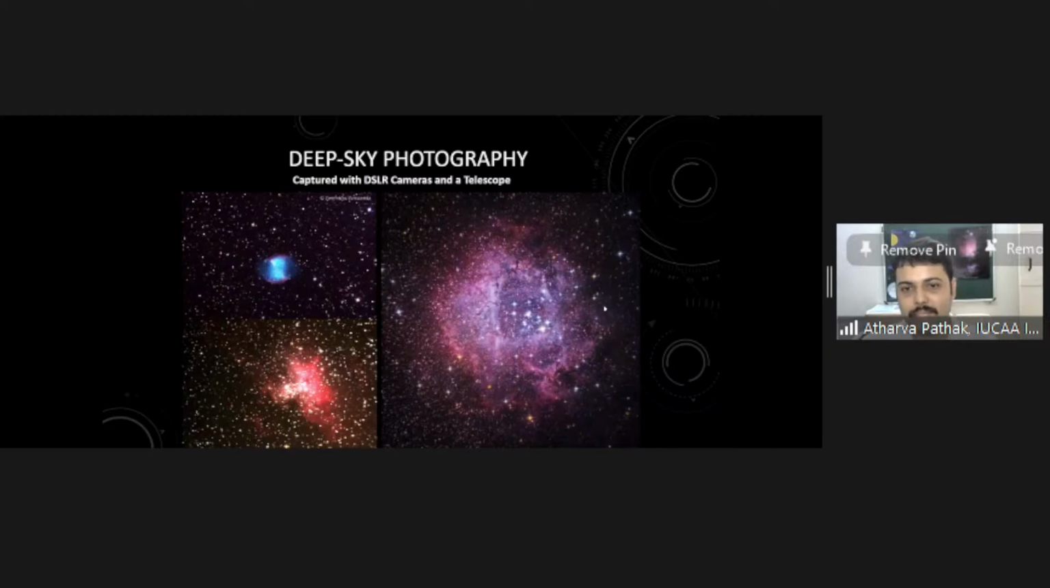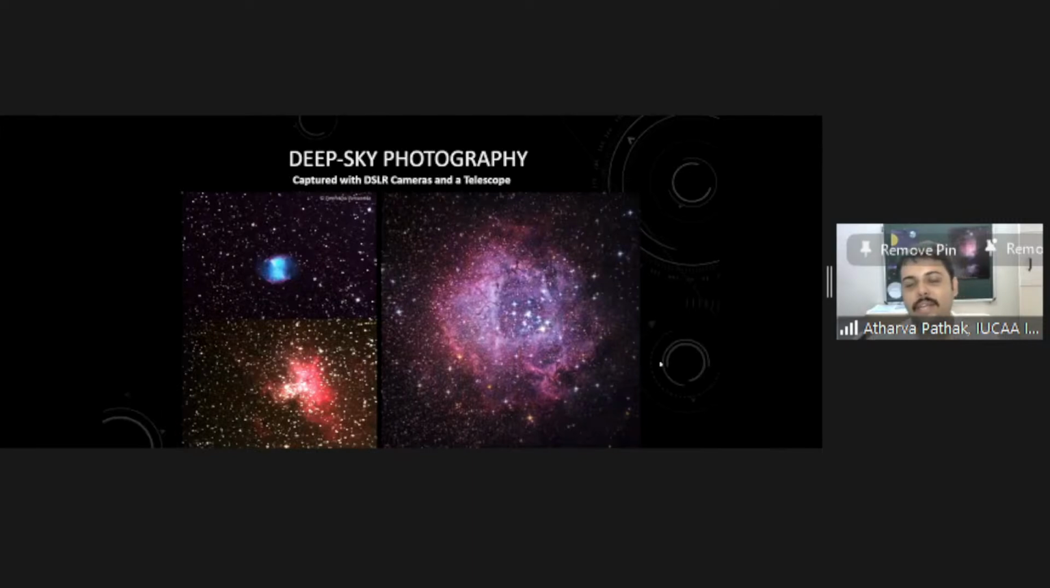So these are some more examples of astrophotos taken using a DSLR camera and a telescope. The aperture of the telescope used is 8-inch, so it does not require a very, very large telescope also. But yes, traveling to a darker location away from the city definitely helps.